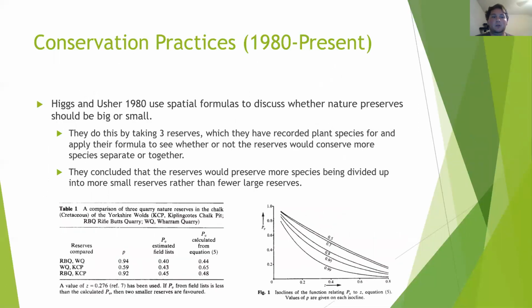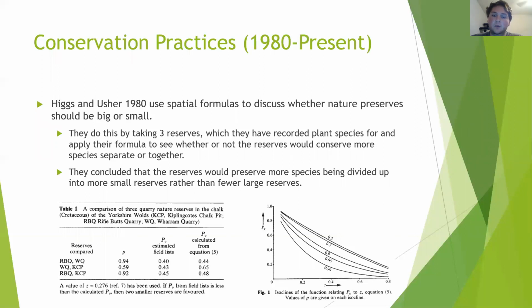Now we move on to conservation practices in spatial ecology. Higgs and Usher in 1980 used spatial formulas to discuss whether or not nature preserves should be large or small, whether or not you should have 2 large preserves or 6 small preserves of the same amount of area. And so using some equations and deriving them, they were able to create an equation to predict how much diversity you would get out of a large preserve versus a small preserve.